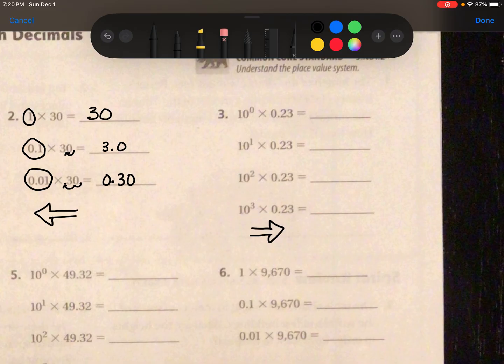It got very small. For number 3, 10 to the 0 power, let me go ahead and erase these so you can actually see them. 10 to the 0 power is the same as multiplying by 1. 1 times 0.23 is 0.23. That doesn't change. For the next one, this tells us that we are multiplying by 1 power of 10, so my decimal is going to move 1 spot to the right, and it becomes 2.3, or 2 3/10.